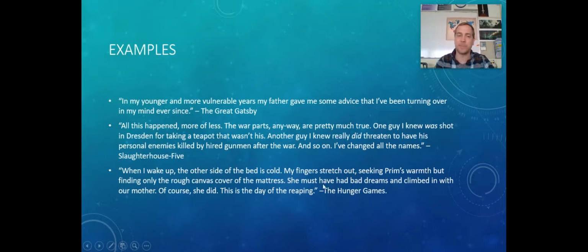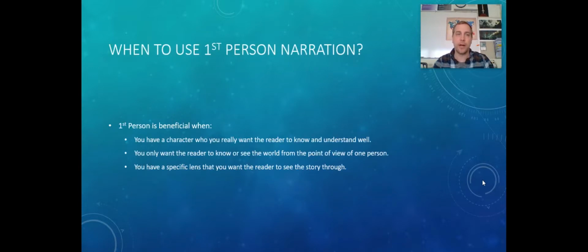Here we have the Hunger Games, and Katniss is the very famous first person narrator from that story. We're seeing everything from her point of view and living out those Hunger Games from her point of view. And so, when should you use first person narration? This is usually a pretty good starting way to write your narratives.